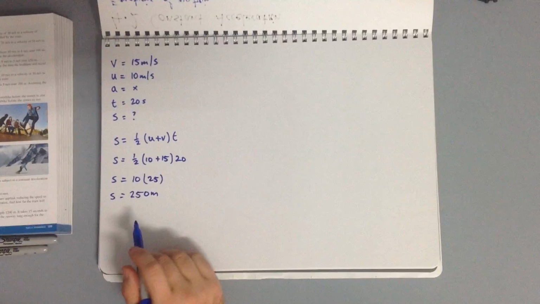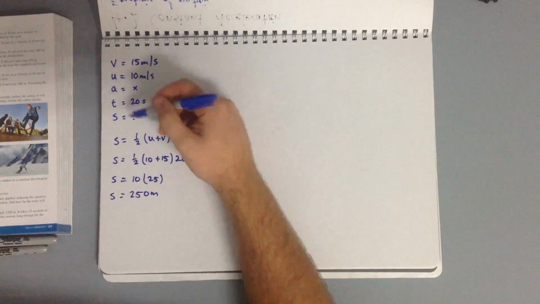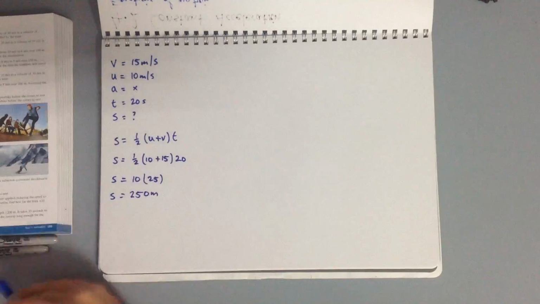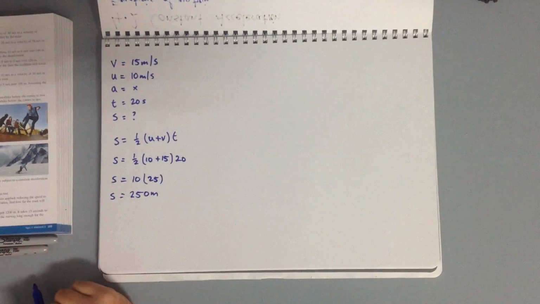So often you can see that even though we talk about distance, we used our displacement equation. That just means that we're assuming that we're going in a straight line. We haven't gone around a corner or anything like that.